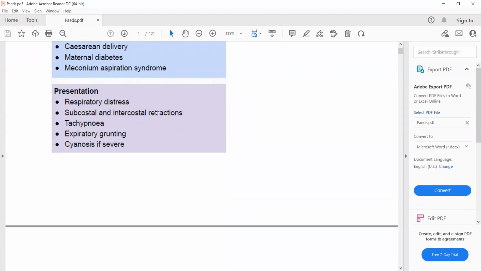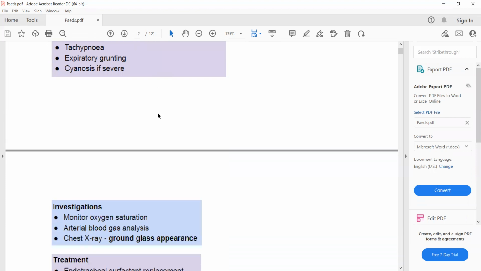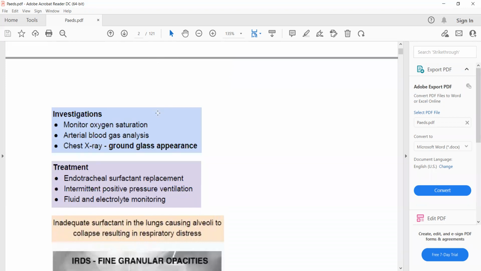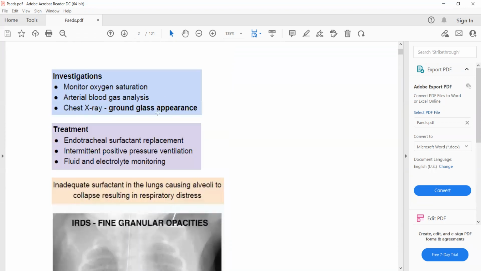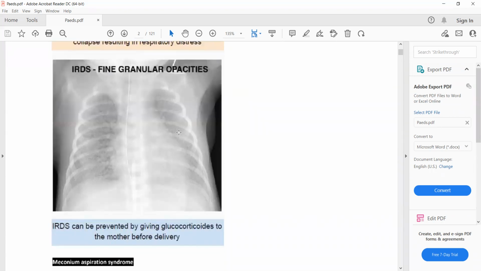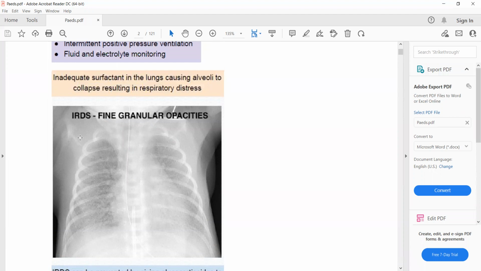Presentation will be respiratory distress, intercostal recession, tachypnea, expectorating, and cyanosis if severe. Investigation will be monitoring oxygen saturation, arterial blood gas analysis, and then a chest X-ray. You can see in this diagram that on this chest X-ray it looks just like ground glass. Both the lungs on a chest X-ray give the appearance of ground glass. So that is how it is diagnosed on X-ray initially.